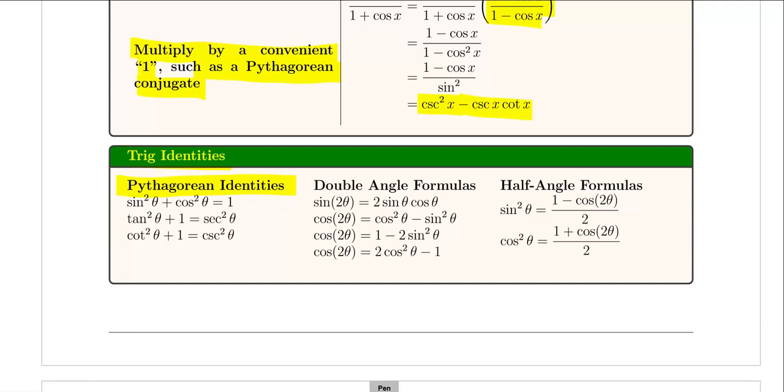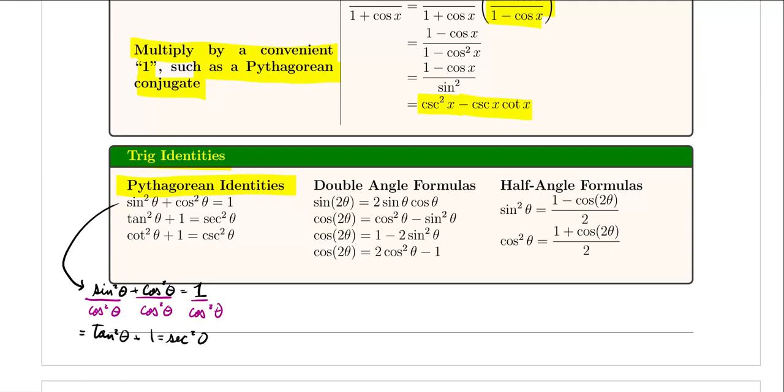Because for example, if we took the sine squared plus cosine squared of theta and divided everything by, let's say, a cosine squared, well then you would see here that you end up with the following. Tangent squared theta plus 1 is equal to the secant squared of theta, which is essentially what we have here. Okay, and again, if you divide it by a sine squared, then you would end up with the third Pythagorean identity.